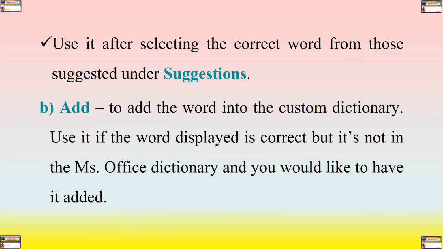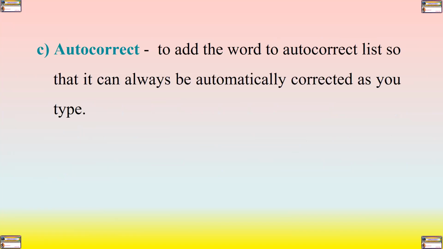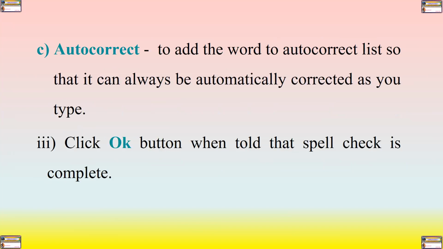You can also click on add if you want to add the word into the custom dictionary. Use it if the one displayed is correct, but it's not in the Microsoft Office dictionary, and you would like it to be added. Then you can click on autocorrect if you want to add the word to the autocorrect list so that it can always be automatically corrected as you type. And then you click OK when told that the spell check is complete.